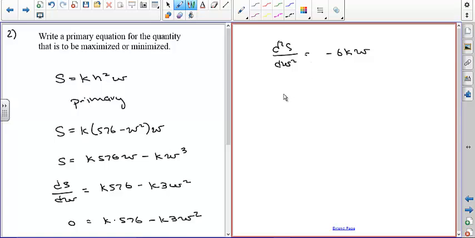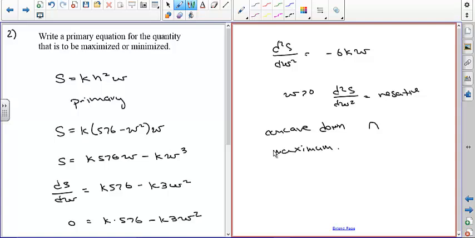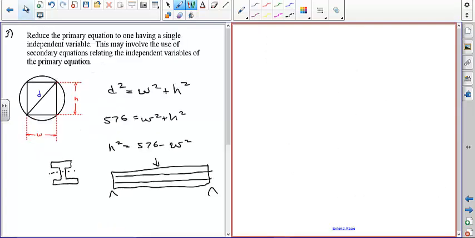So what we would have is, for w greater than 0, the second derivative is going to be negative because of the negative sign. So that means concave down, which means unhappy face, which means it's a maximum. Okay. So moving on here. Let's look at the next problem on the handout.